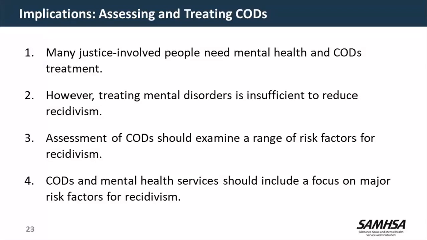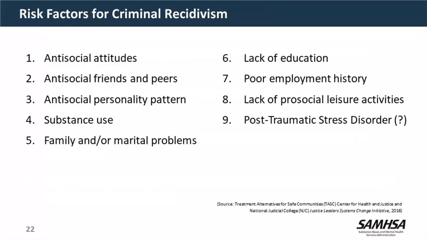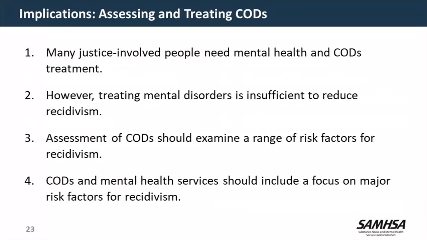All right, so assessment then should examine a range of risk factors for recidivism that we just looked at. I'm going to back up the slide just to look at these again. So assessment needs to consider each of these factors in addition to all the other psychosocial areas that would be looked at in a psychosocial assessment. I think this is one of the biggest gaps right now in substance use treatment and in mental health treatment that are fashioned for people with co-occurring disorders, that we don't look at this whole range of risk factors for recidivism and, as importantly, provide interventions for these areas.